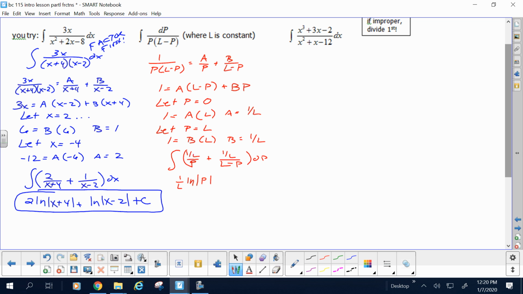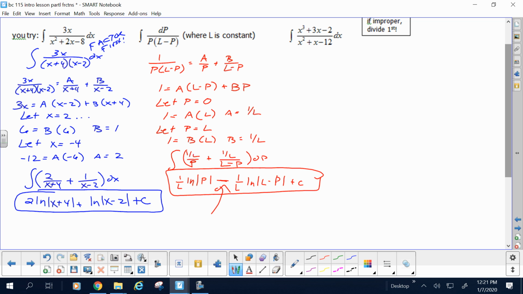The second one, you best be careful. What is it? 1 over L log or negative 1 over L log? That's either U sub or think U sub. What's U? Negative P. Yeah, U is L minus P and du is negative dP. This is not plus, it's minus. Screaming U sub at you. Whether you do U sub or think U sub, it's minus 1 over L natural log of absolute value of L minus P. And if you fail to use that negative, you are going to have a great hard time tomorrow.